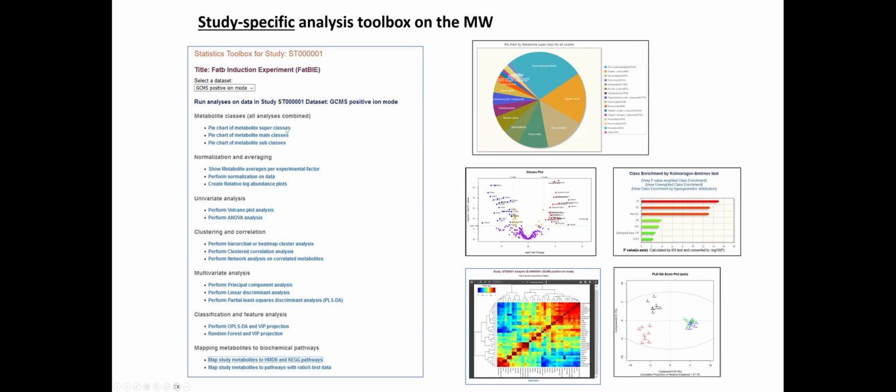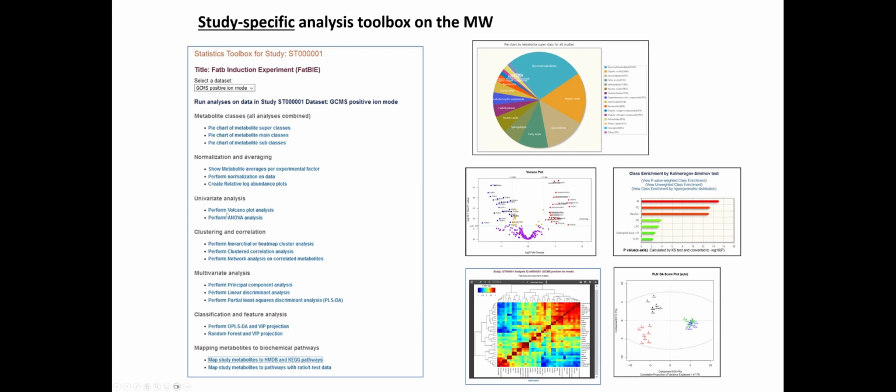For example, you can say these are sphingolipids, these are sterols, these are sterol esters, eicosanoids. You can look at all the classes. You can look at superclasses. You can look at main classes. You can look at subclasses. You can look at averaging and normalization. You can look at, for example, all standards. So you can create various types of normalized metrics for analysis.